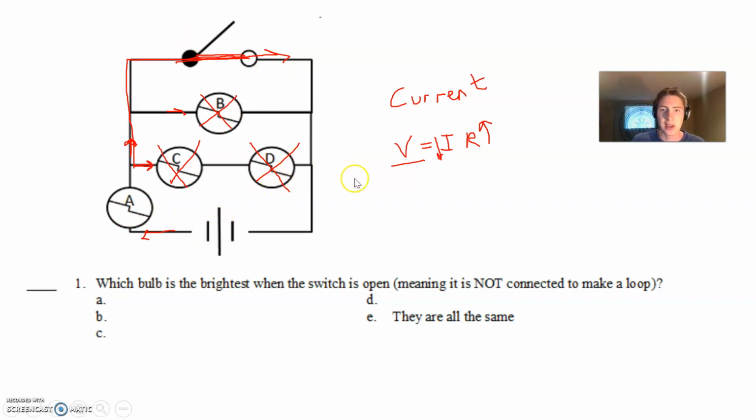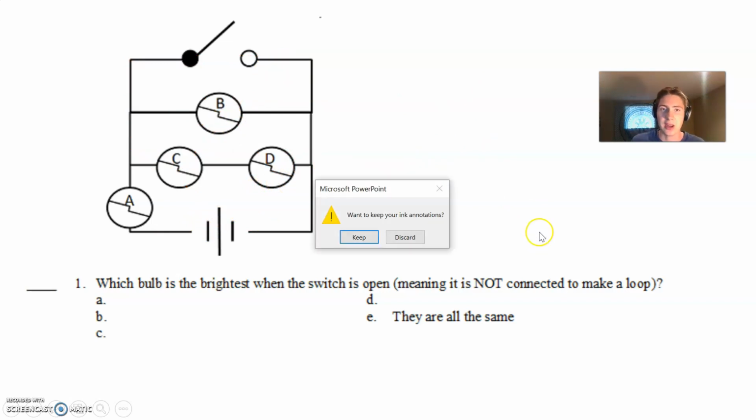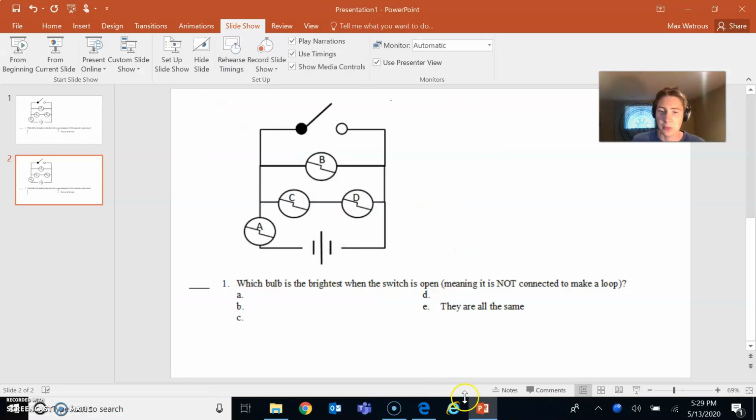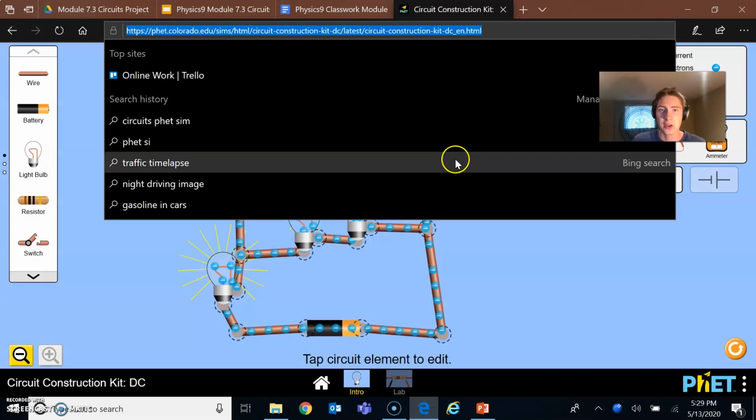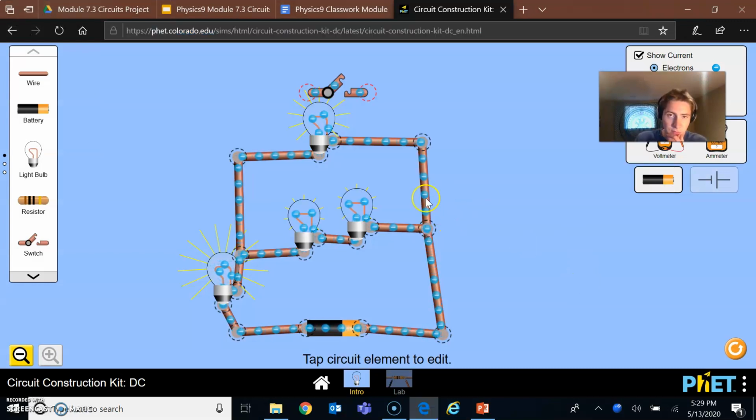And we can actually look at that if we have a PhET sim. So I'm going to exit out of PowerPoint real quick and just show you guys. So right here, we've got a PhET sim that's the exact same situation, right? And here you can see A is our brightest with the most electrons flowing through it. After that, we get a little bit of electrons flowing through C and D right here, and a little bit more flowing through B, but ultimately you can see that A is the brightest right here.